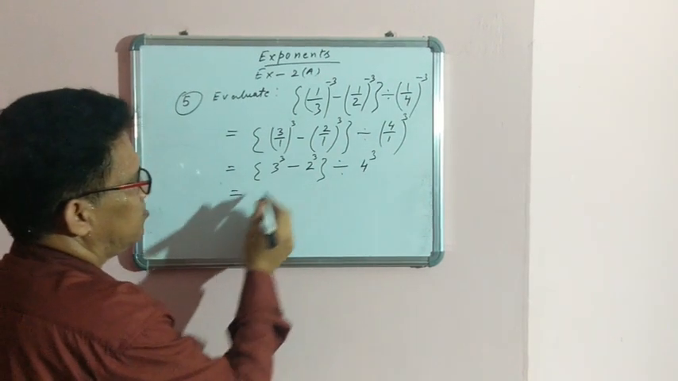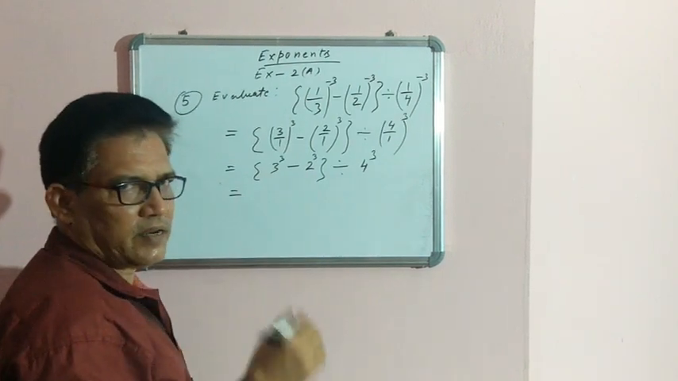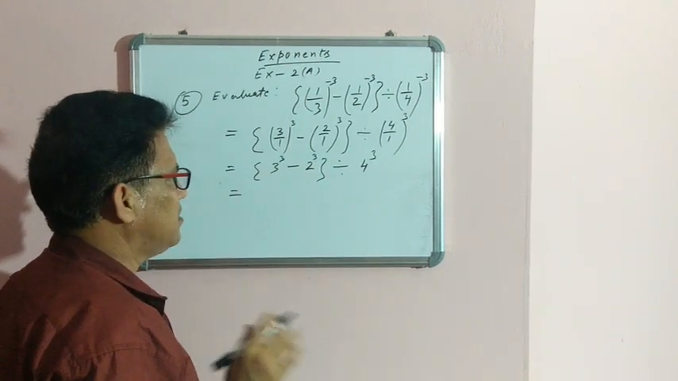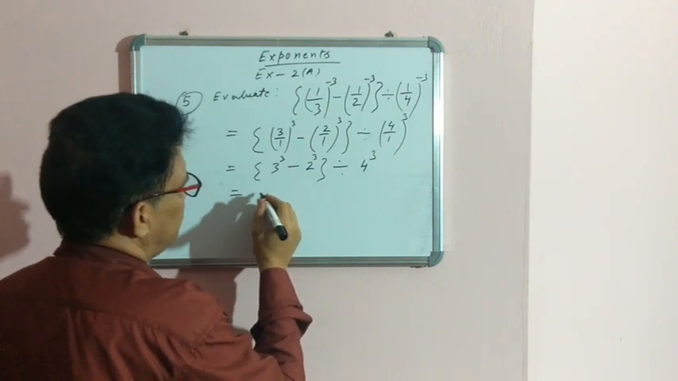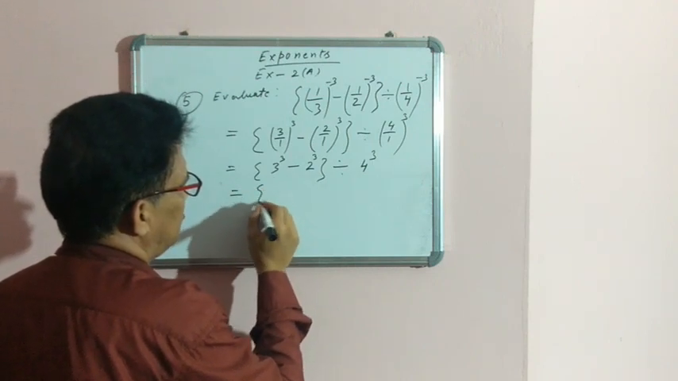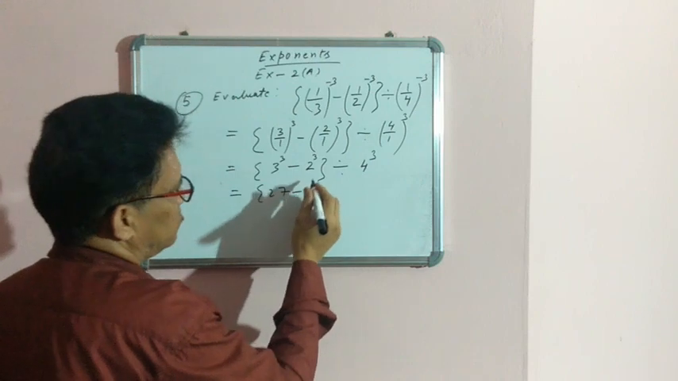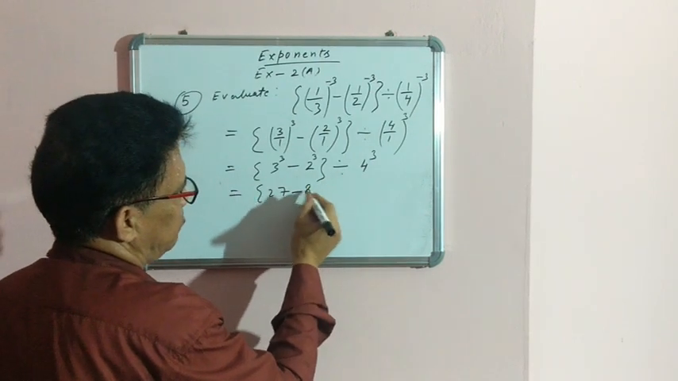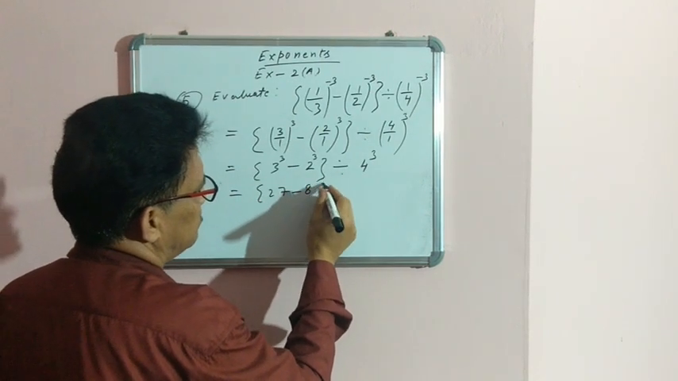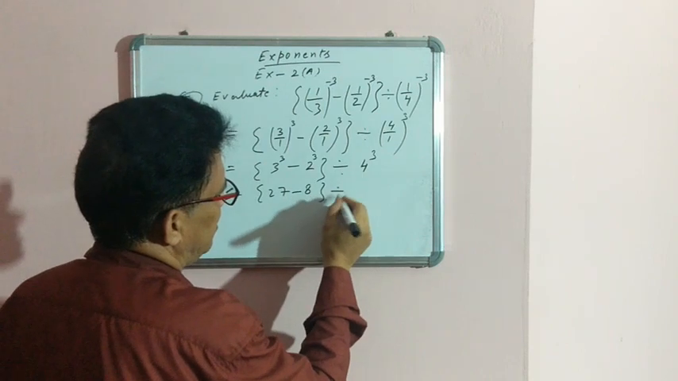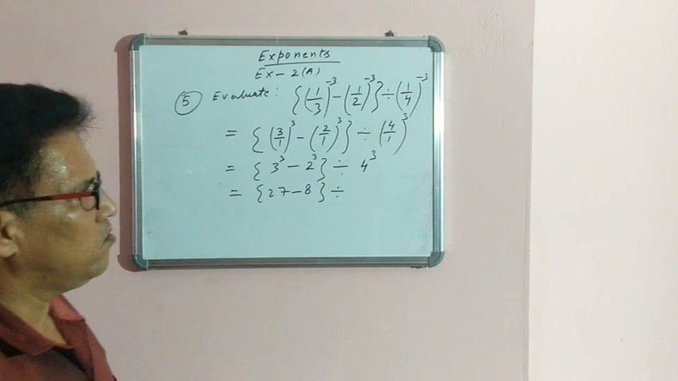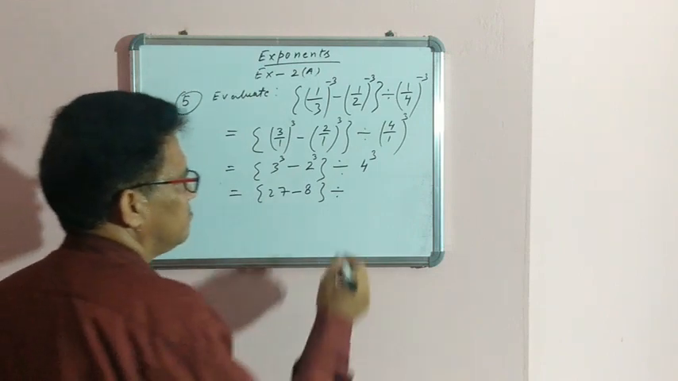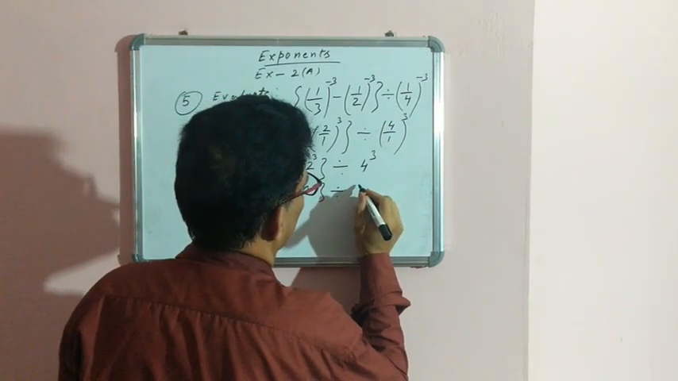So you are getting 3 power 3: 3 times 3 is 9, then 27. 3 times you will multiply 3, so you are getting 27, minus 2 power 3, which is 8, you will write here. Then this divided by 4 power 3, 4 into 4 into 4, so you are getting 64.